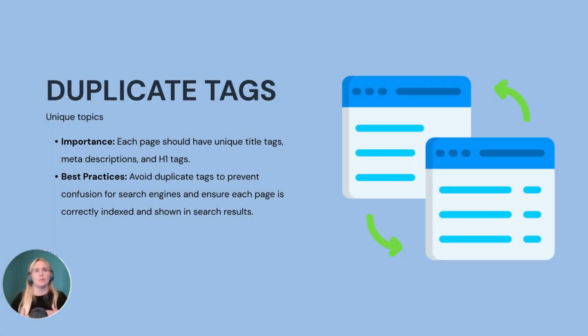Because if you have duplicate tags and everything looks identical, then Google is just going to pick which page it wants for that tag, and then it's basically not even going to recognize all those other pages that look almost identical with those H1 tags, meta descriptions, and title tags. And so you really want to make sure that you're doing the most for your website.